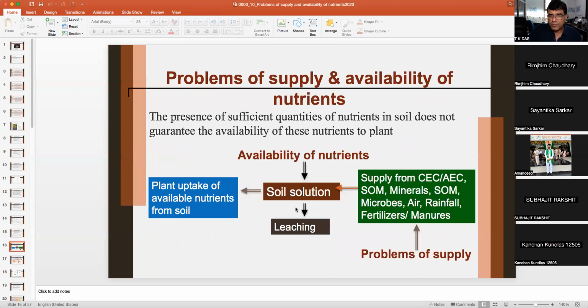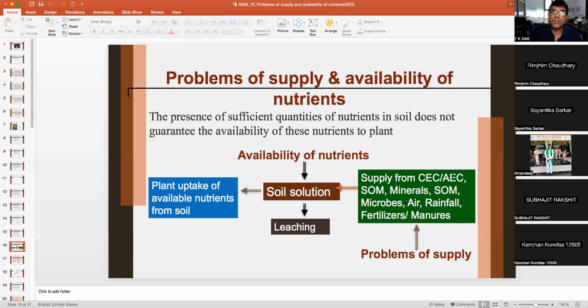So now you can see soil solution. This is soil solution. The nutrients can be taken up by the crop. Plant uptake. See the blue rectangle. Plant uptake of available nutrients from the soil. So when nutrients are removed from the soil solution, there will be a shortage of that particular nutrient. So now this shortage can be replenished or compensated by getting supply from other sources of nutrients in the soil. Cation exchange can happen, anion exchange can happen, and those cations or anions can enter the soil solution.